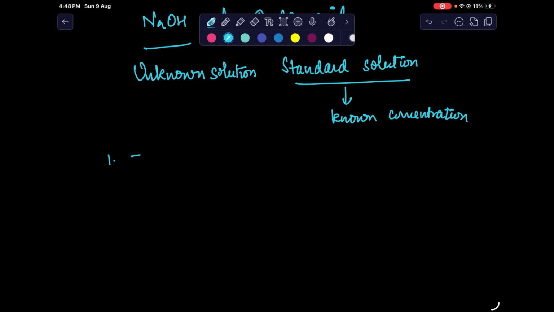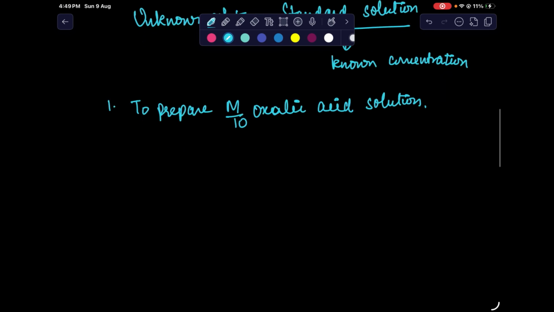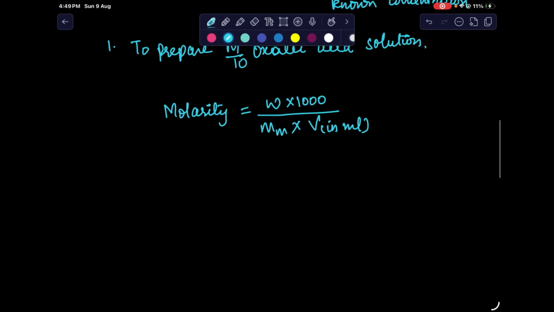First part is to prepare M/10 oxalic acid. I have just taken M/10 concentration. You may be asked to prepare any other concentration also. So no worries. How will we prepare it? We have the formula for molarity, right? The formula for molarity is weight into 1000 upon the molecular mass of solute into volume of solution in ml. All right, so first of all, since I have to prepare M/10, molarity is 1/10.